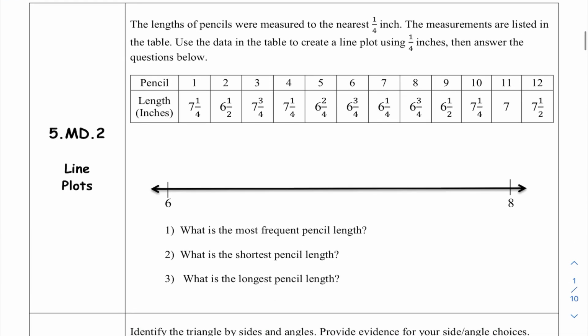5MD2 line plots. The lengths of the pencils were measured to the nearest 1/4 inch. The measurements are listed in the table. Use the data in the table to create a line plot using 1/4 inches. Then answer the questions below.